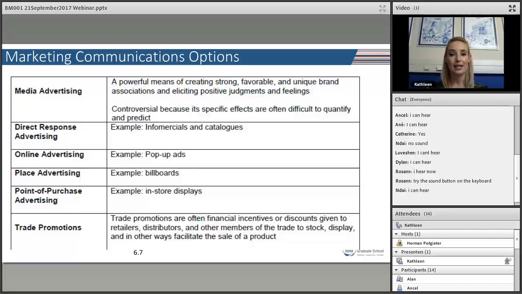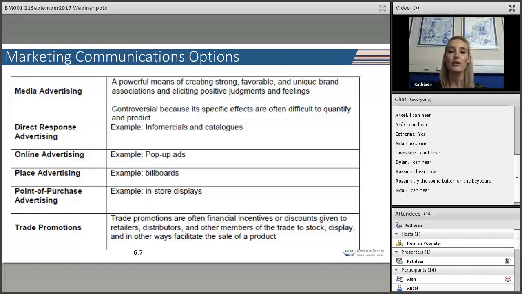Now, we have a variety of marketing communications options available to us, as we've already stated. So let's categorize them to make them easier for us to work with. The first option that we have available is media advertising. Now, we all know advertising to be paid for marketing communications that have an identifiable sponsor. If you see a billboard for Coke, it's always very clear to you that Coca-Cola is the person who paid for the billboard. And your media advertising is a powerful way for us to create strong, favorable, and unique brand association and elicit positive judgments and feelings.